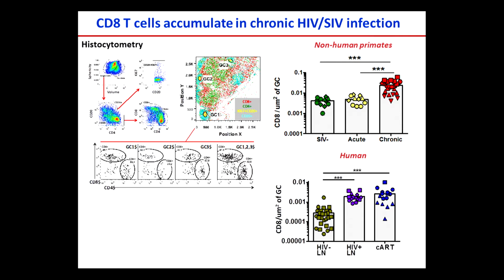When you do that in SIV infection, what you see is in chronic SIV infection, you get an increase in the total number of CD8 T cells in germinal centers. And the same thing in HIV infection. With HIV infection, you get an increase in the total number of CD8 T cells in those germinal centers. So these are CD8 T cells that are actually moving into the germinal centers.